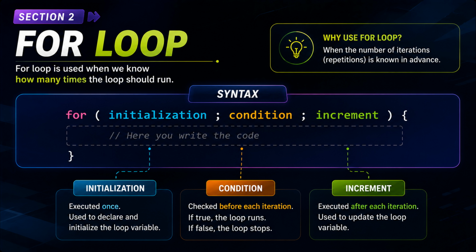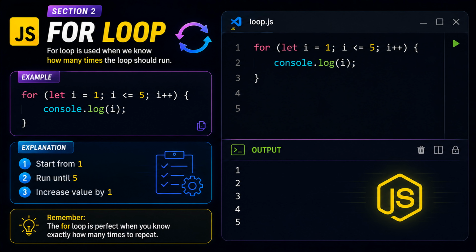Section 2, for loop. A for loop is used when we know how many times the loop should run. Syntax: for (initialization; condition; increment) { here you write the code }. Example: for (let i = 1; i <= 5; i++) { console.log(i) }. Explanation: start from 1, run until 5, increase the value by 1. Output: 1, 2, 3, 4, 5.